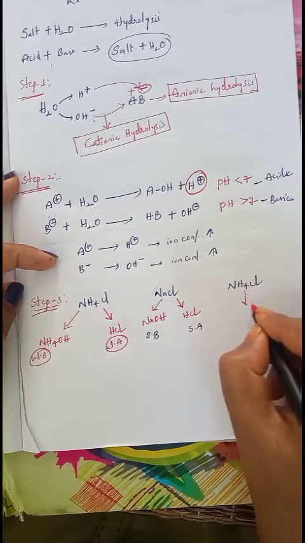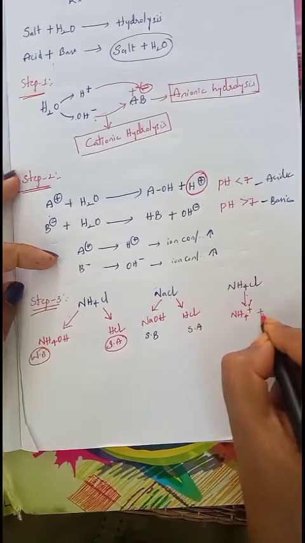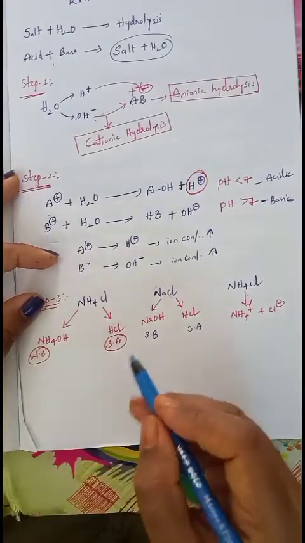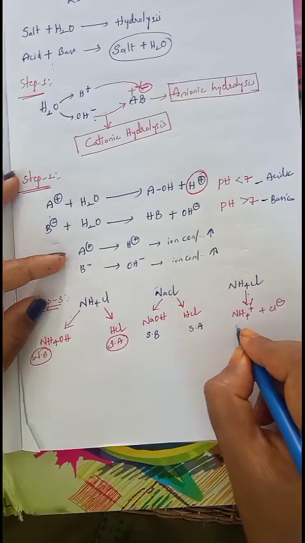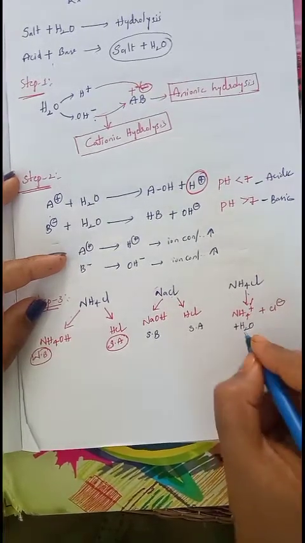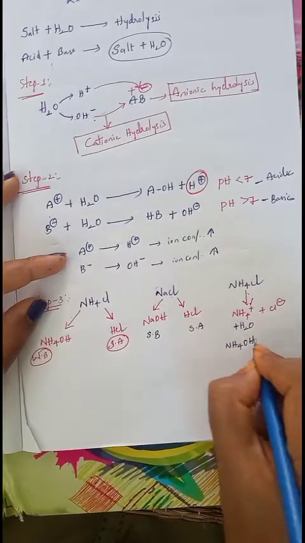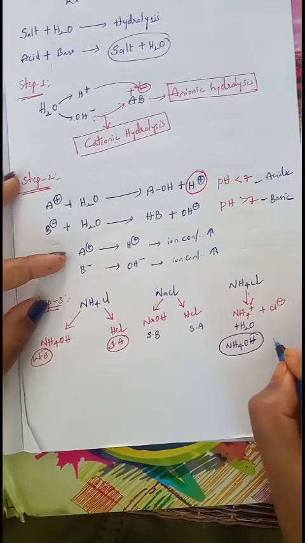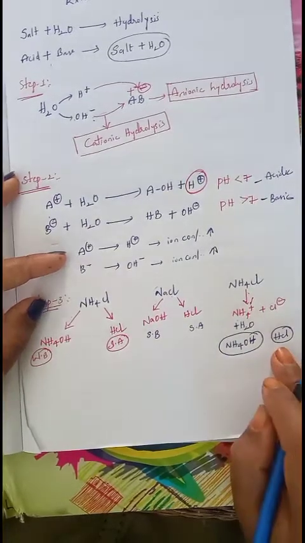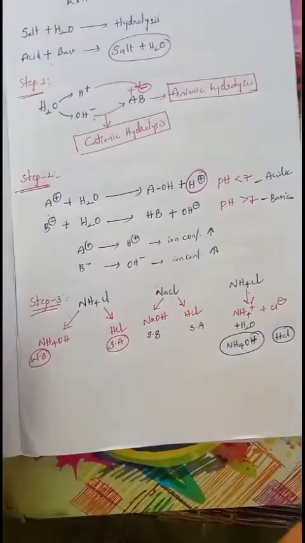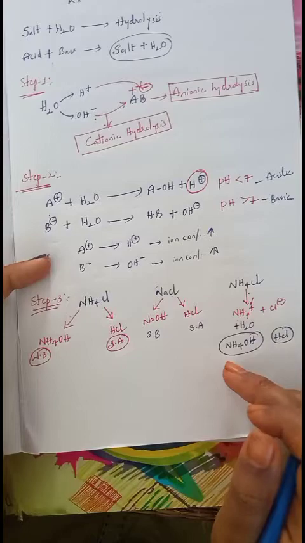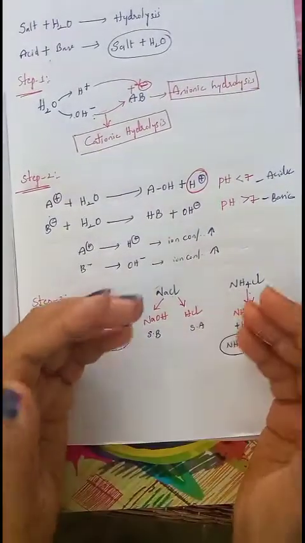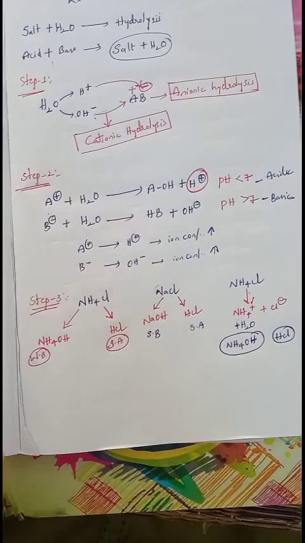NH4Cl, if you take, can be ionized into NH4 plus and Cl minus. If you don't know from where it is obtained, this is another method to find out whether it is from a weak acid, weak base, or strong acid, strong base. Whenever you add water to this NH4 plus, it will take OH minus and convert into NH4OH. So from this we say it is a weak base. If you add H2O to Cl minus, it can be converted into HCl, which is a strong acid. That means if you don't know directly, you may also find from which type of acid or base it is obtained by adding water to the ions present. Here I am going to give you a chart to find out which is weak acid, weak base, strong acid and strong base.